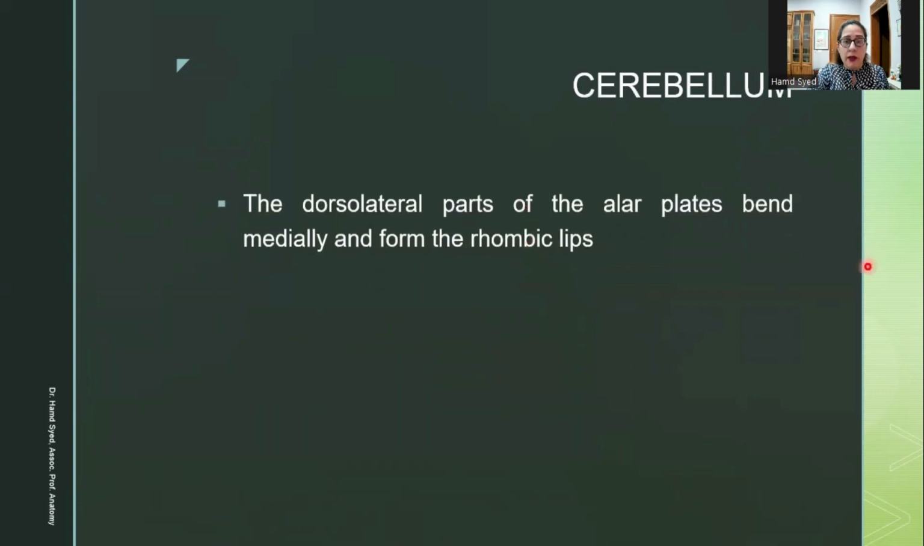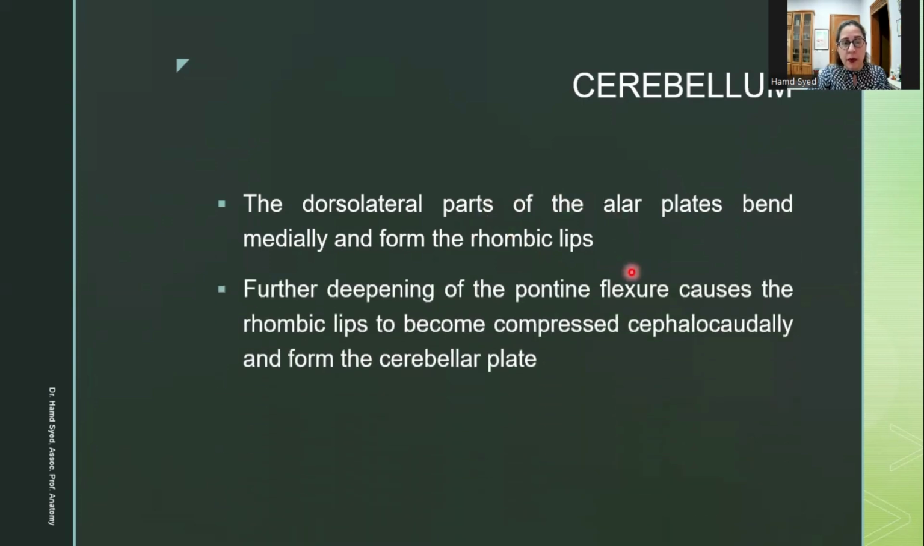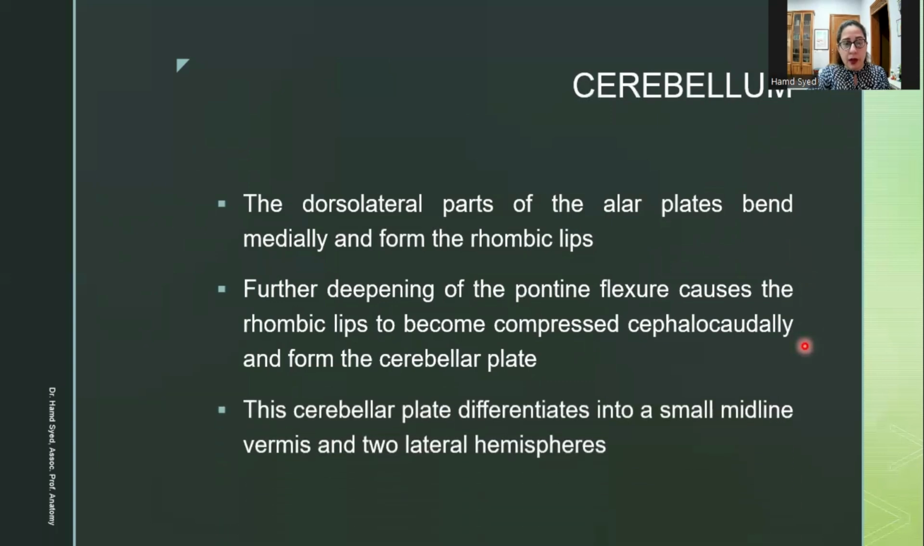Now, if we come to the cerebellum, this is the structure which is also derived from the metencephalon. In the region that is going to become the cerebellum, the dorsolateral parts of the alar plates bend medially and form the rhombic lips. So structures known as rhombic lips are formed and they're derived from alar plates. Further deepening of the pontine flexure causes the rhombic lips to become compressed cephalocaudally and form the cerebellar plate. The cerebellar plate then differentiates into a small midline vermis and two lateral hemispheres.